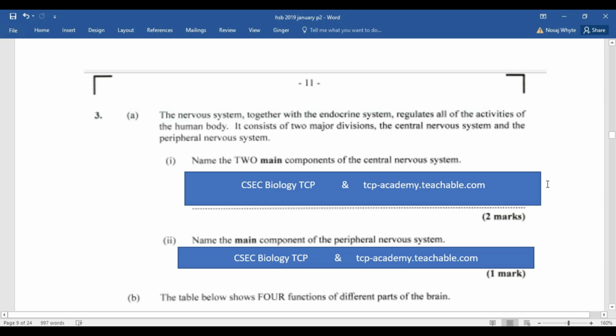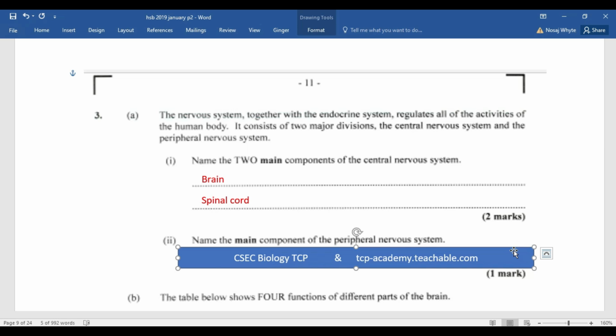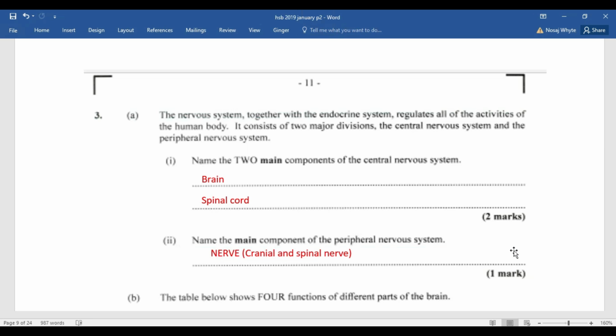Now, of course, it's the CNS that we refer to as the central nervous system, and that would take in the brain and, of course, the spinal cord. Now, name the main components of a peripheral nervous system. So the peripheral nervous system refers to the nervous system that radiates from the central nervous system, which of course is going to be the nerves. We refer to them as a nerve.